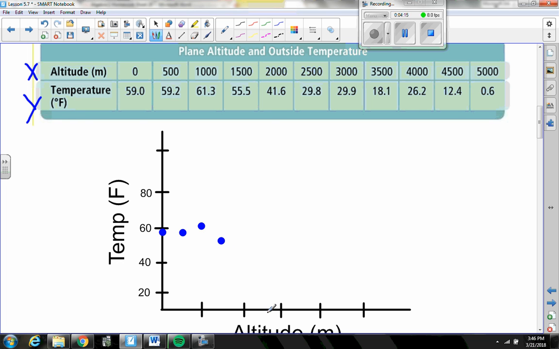And then when I get to 2,000, I am at 41.6. Should be right about there. If I'm at 2,500, I'm down at 29.8, which is right about there. Out at 3,000, I'm at 29.9, which should be pretty much identical to that one. 3,500, I'm just below 20, which I guess would be right about there. If I'm at 4,500, I'm at 12.4, which is going to be a little bit lower. And then out at 5,000, oops, did I skip one? Yeah, I did. Oh yeah, 4,000, I actually go back up, don't I? I do.